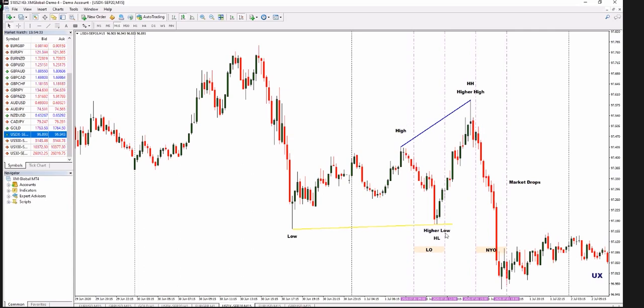Higher low means a low that is higher than a previous low. A higher high is a high, obviously, that's higher than a previous high. A lower low is a low that's lower than a previous low. And a lower high is a high that's lower than a previous high. So you have to make sure that you understand the terminology that you're using. Otherwise, it can get pretty confusing when we start to compare, this is a higher high, this is a lower low, and doing the swing points.